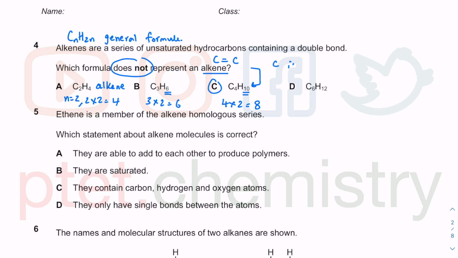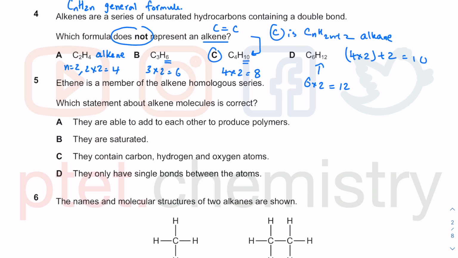So C is actually CnH2n+2, which is alkane. If you look at that, 4 times 2 is 8, plus another 2 is 10. So you know that C is not an alkene, but an alkane there. 6 times 2 is 12, so D is also an alkene there.